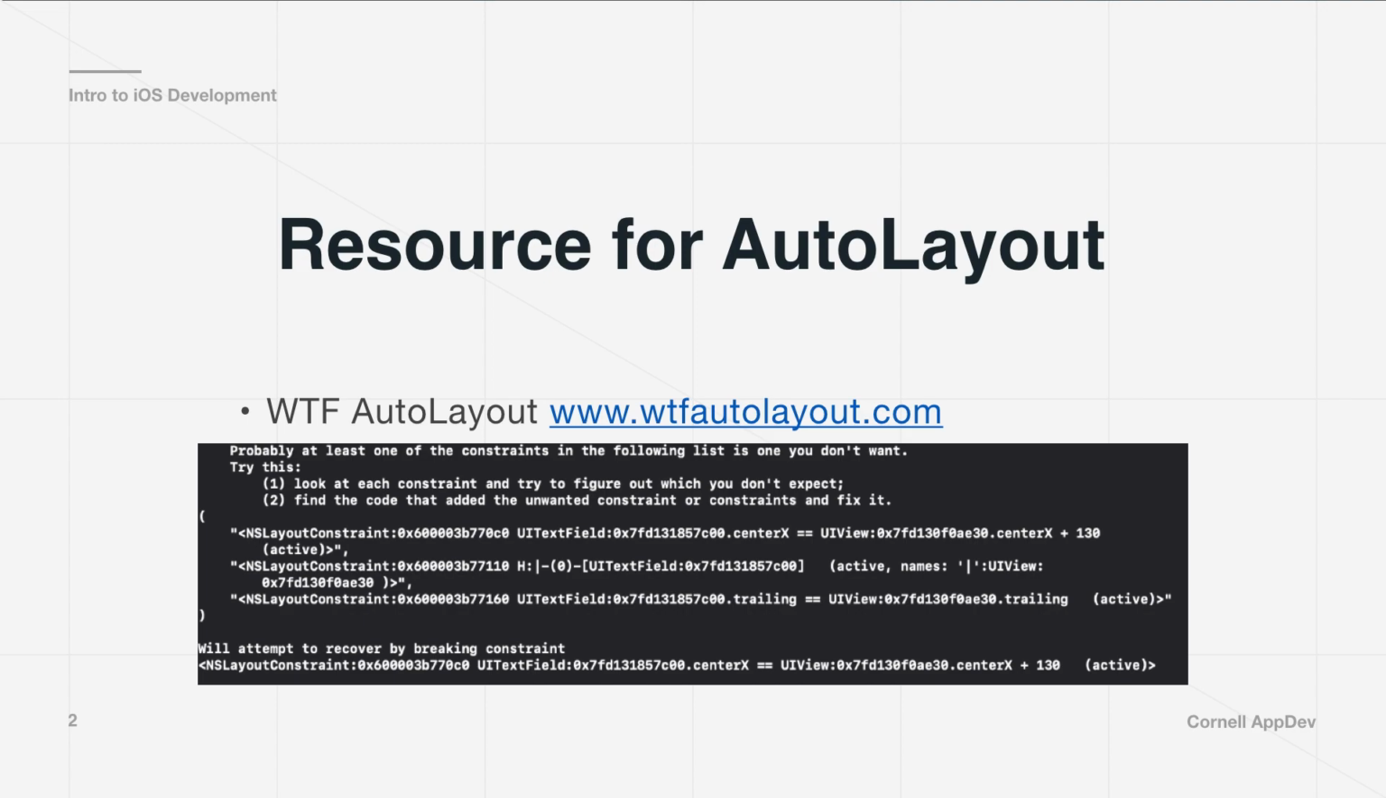One helpful tool that might come in handy is WTF_AutoLayout.com. WTF stands for why the failure. You just copy and paste the stuff between the two parentheses, the NS layout constraint output, and it gives you a really helpful and beautiful interface for visualizing these constraints. Then you can figure out which one doesn't belong or is incorrect, and fix it from there.